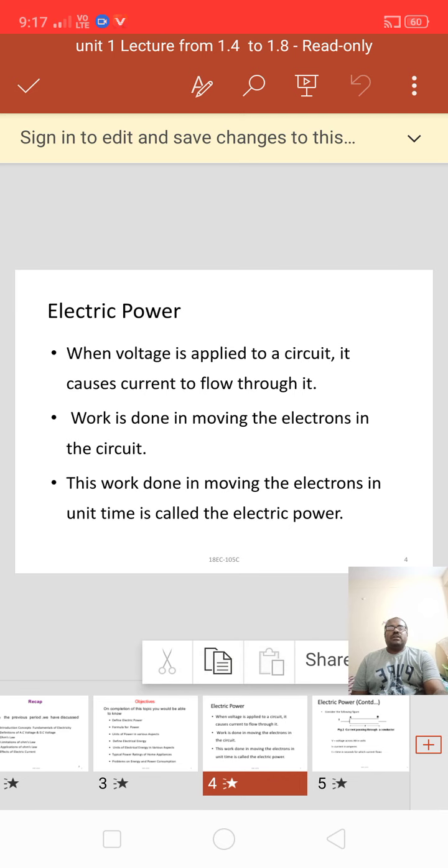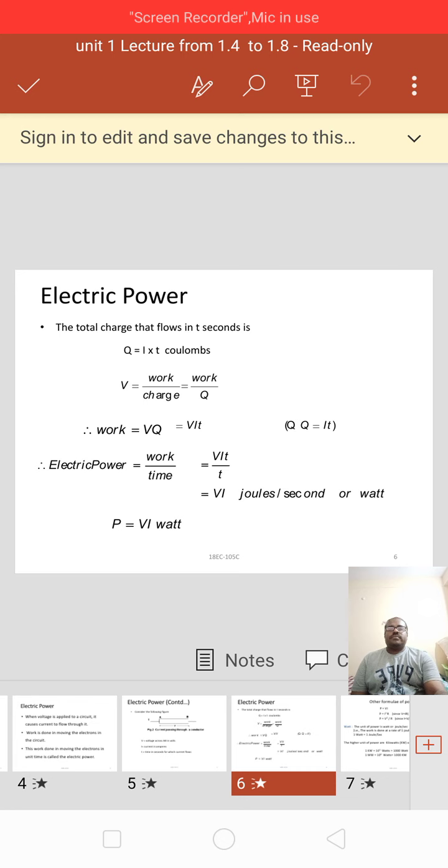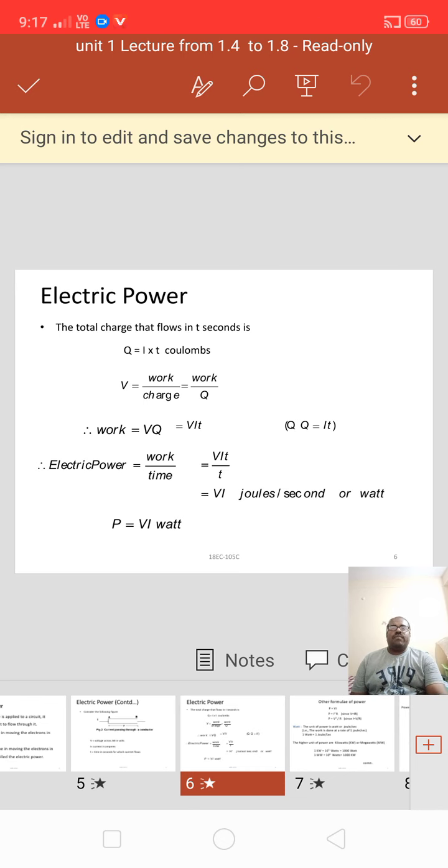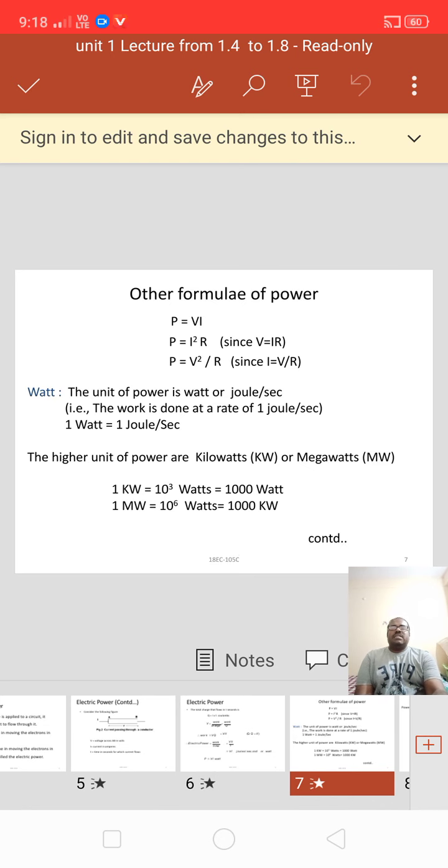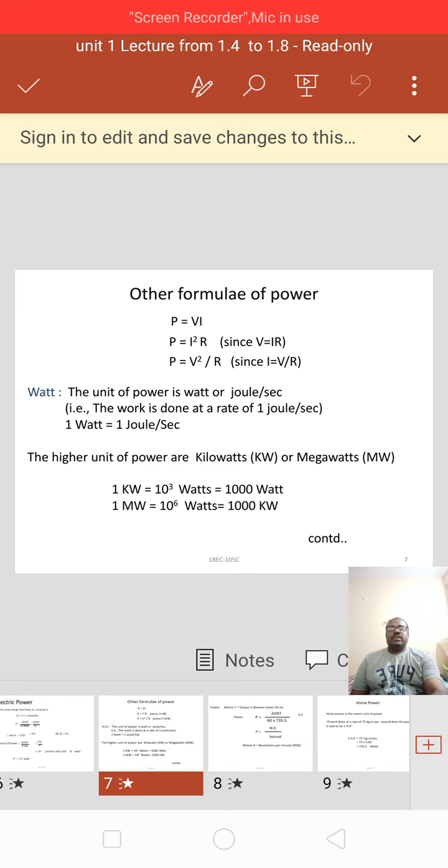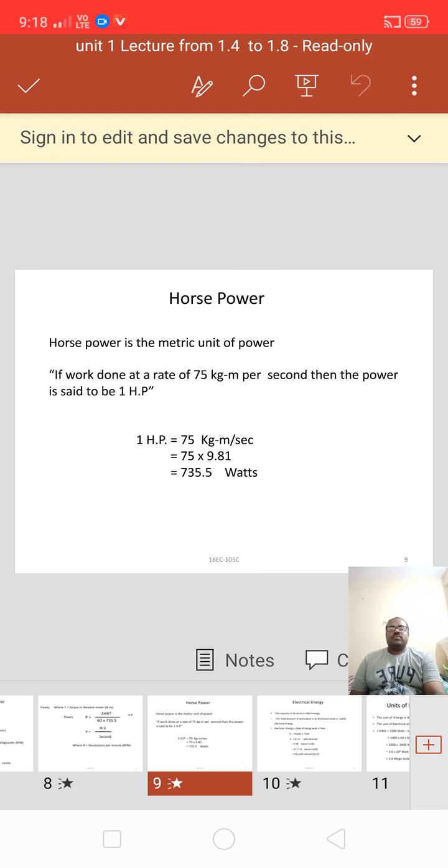The definition of power is the ratio of work per unit time, or another definition of power is the product of voltage and current. The unit of power is watts or joules per second. Next, horsepower. Horsepower is the metric unit of power. 1 horsepower equals 735.5 watts.